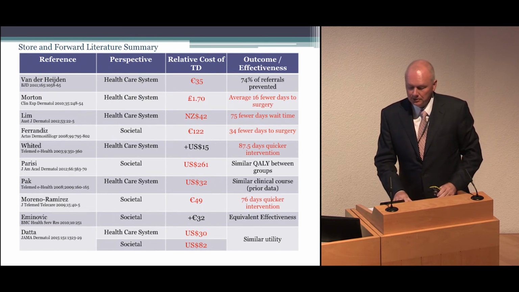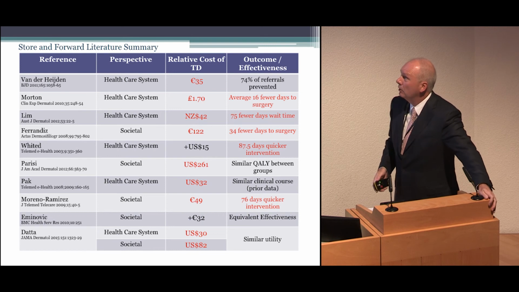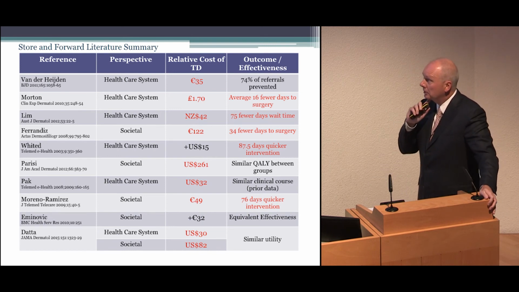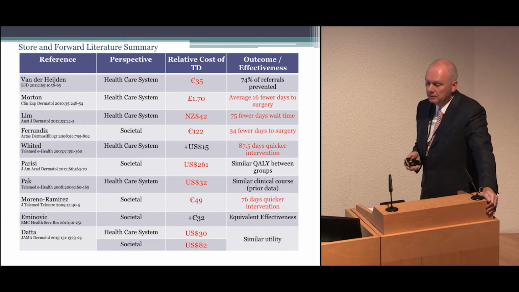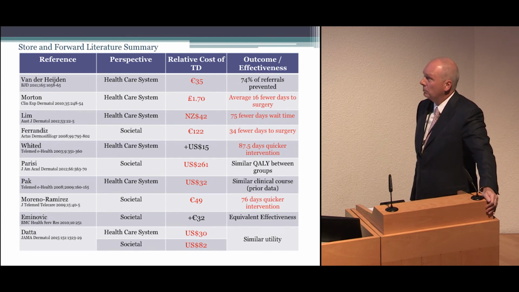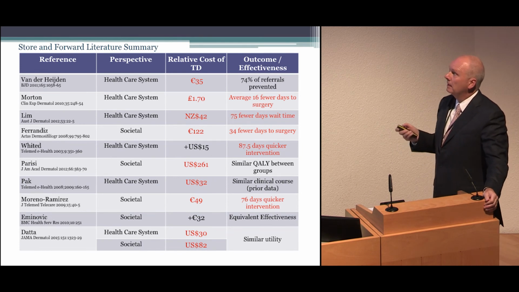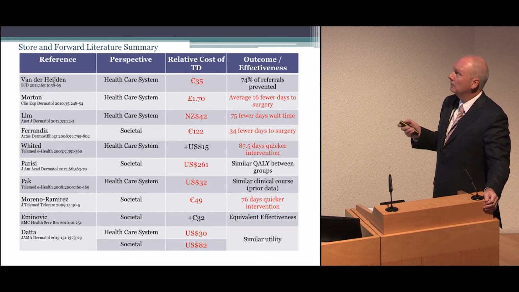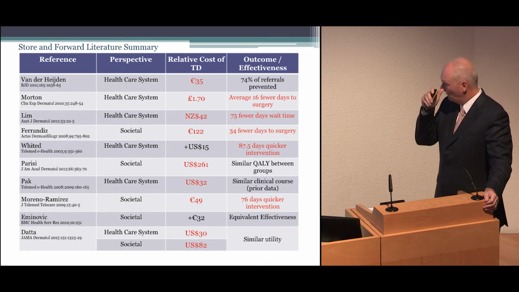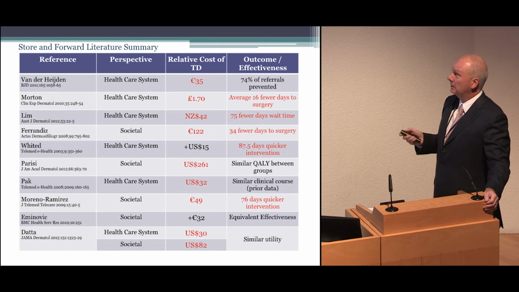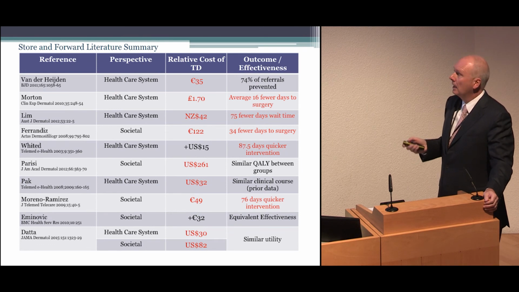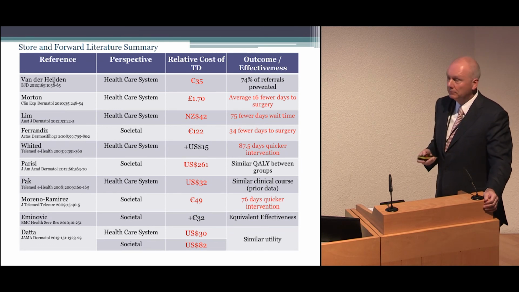So these next two slides are a brief overview of the store and forward and real-time literature. Obviously, this is a very simplified version of the literature, and I won't go through each one of these in any great detail, but I'll just point out that the reference is on the left. The perspective that the study took is the next column. The relative cost of teledermatology is the third column, and then the effectiveness measure is the fourth column. What I think is important to point out in this particular slide is all of these relative costs that are depicted in red are studies that found teledermatology to be the less costly strategy. So in 8 of the 10 studies, teledermatology was found to be less costly.